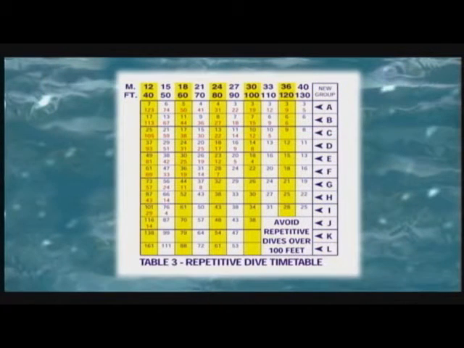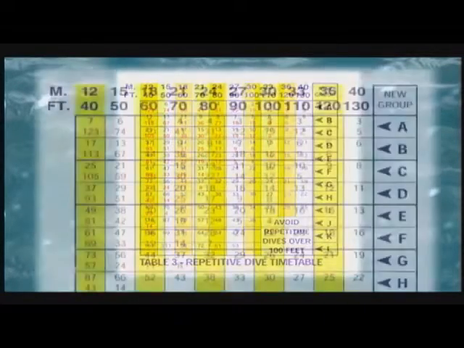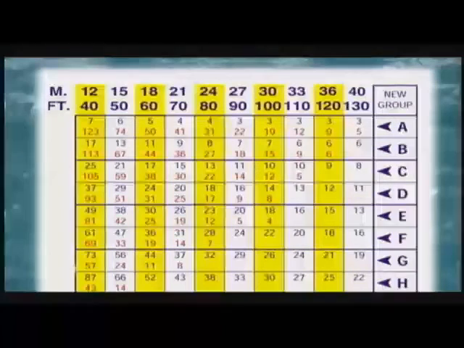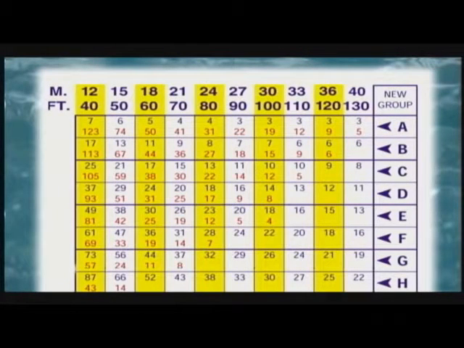Repetitive dive timetable provides your adjusted maximum dive time for your next dive and your residual nitrogen time based on your current letter group. You use this table twice for each repetitive dive. First, you use the table to find your adjusted maximum dive time when planning your dive. Next, you use the table to find your residual nitrogen time after you complete your dive. You add the residual nitrogen time to your actual dive time to find your total nitrogen time.